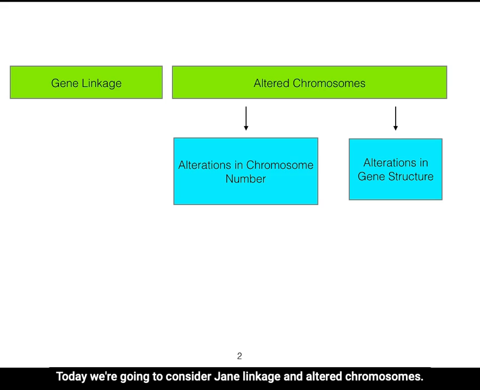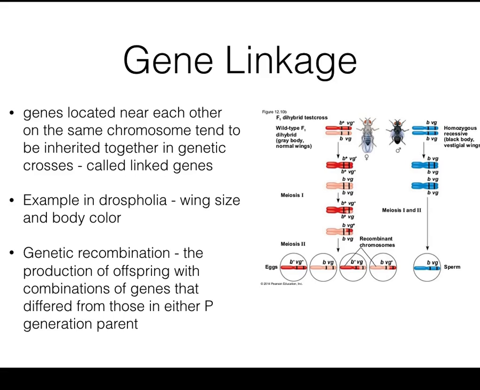Today we're going to consider gene linkage and altered chromosomes. When we consider gene linkage, we need to remember that genes are located near each other on the same chromosome, tend to be inherited together in genetic crosses called linked genes. An example is in Drosophila, the fruit fly. Both wing size and body color tend to be inherited together, as is shown in the figure on the right.